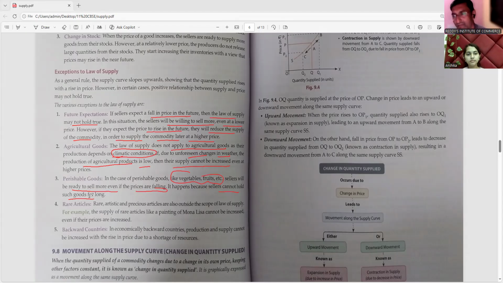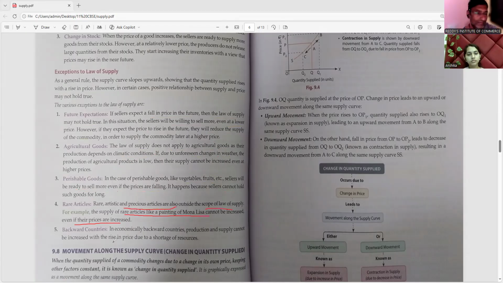Not possible, right? So what will happen? It will decompose after a certain period. It is not ready to be eaten, right? Now, rare articles and precious articles are also outside the scope of the law of supply. For example, the supply of rare articles like the painting of Mona Lisa cannot be increased even if their price is increased. This is the ideal example, the Mona Lisa.